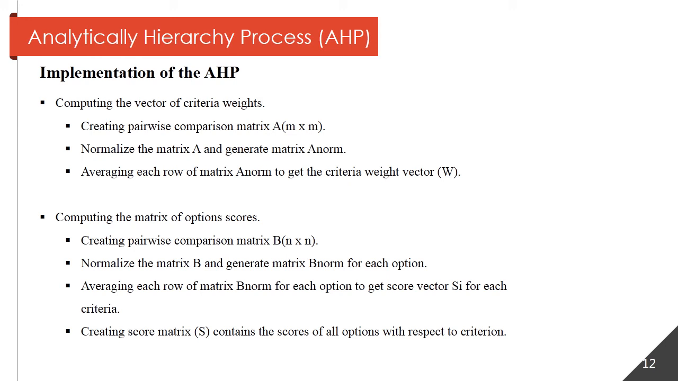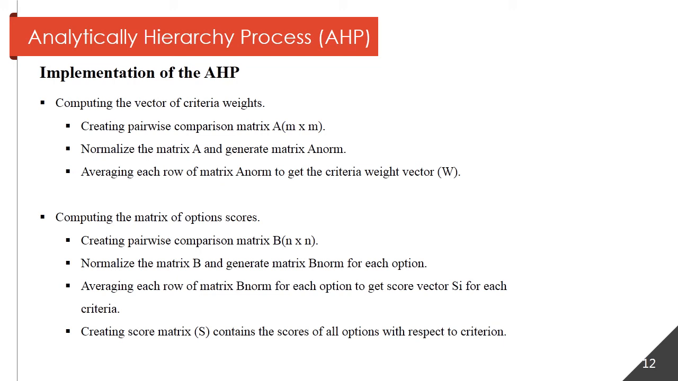First step is computing the vector of criteria weights by creating pairwise comparison matrix A. Normalize the matrix A and generate matrix A norm, averaging each row of matrix A norm to get criteria weight vector W. Second step is computing the matrix of options scores by creating pairwise comparison matrix B.